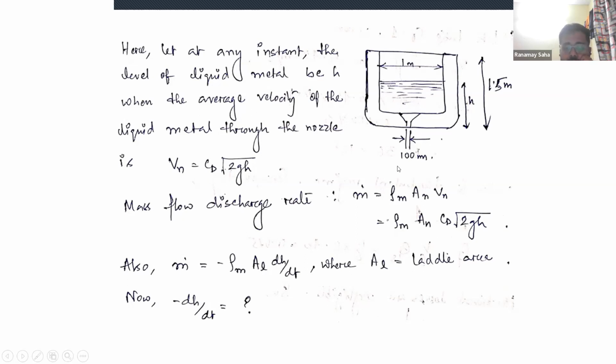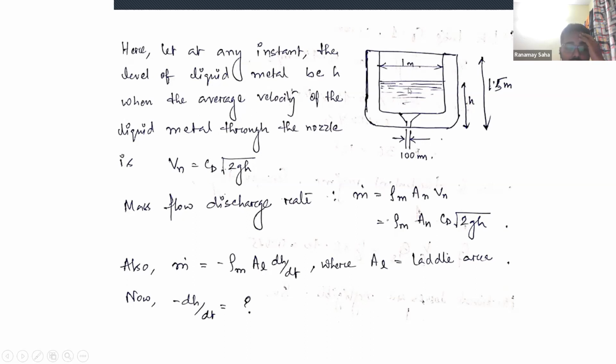Now, this is one way to find mass flow rate. Another way is with respect to the ladle. So we have found it with respect to the nozzle, and you can also find it with respect to the ladle. In the ladle, we have the molten metal, which has a density rho m, and an area of the ladle, let us consider as A superscript L.